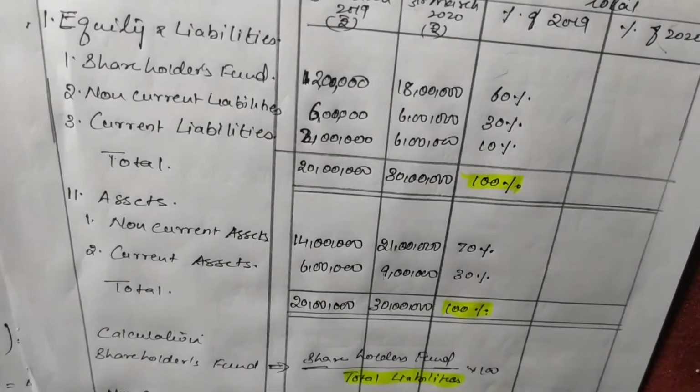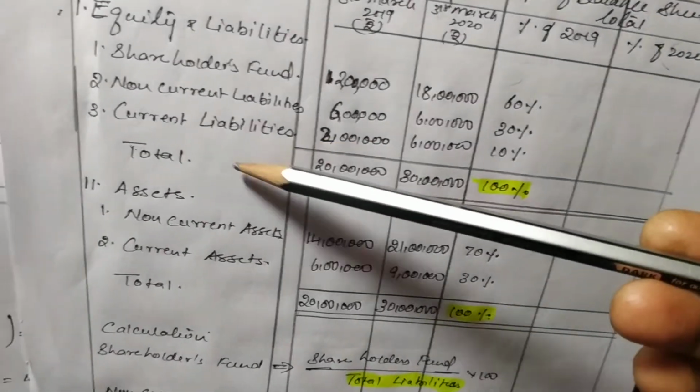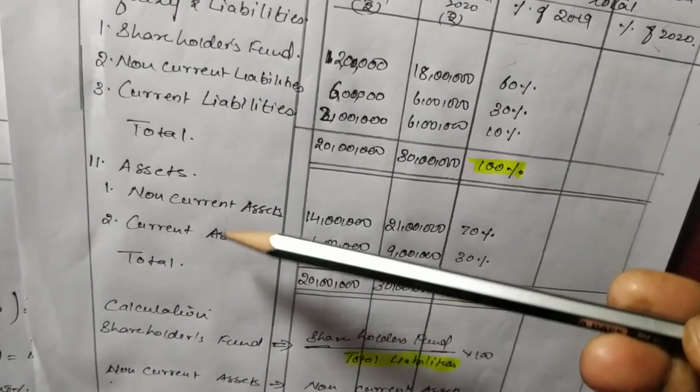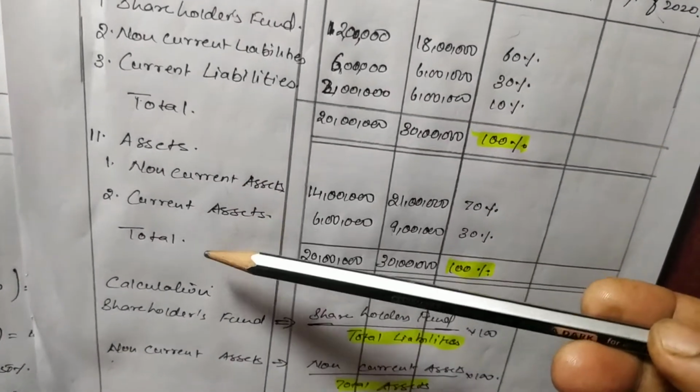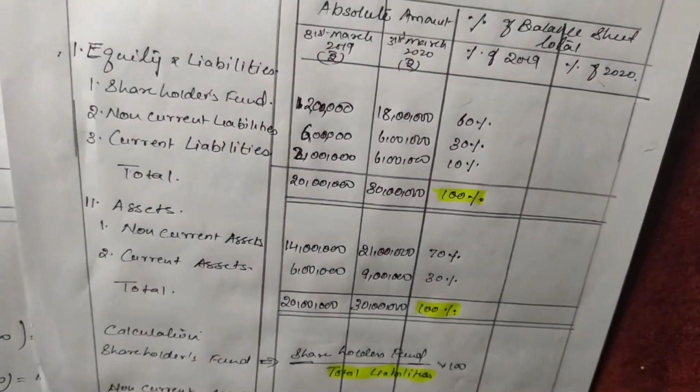Equity and liability: shareholders fund, non-current liability, then total. Then the second part is your assets. Under assets, first come your non-current assets, then your current assets, then we'll do the total. Okay, first we have to write the format.